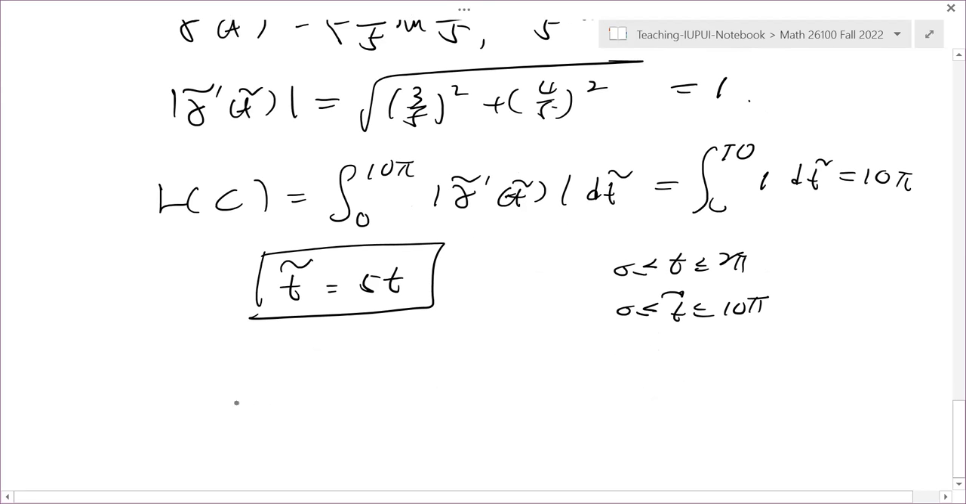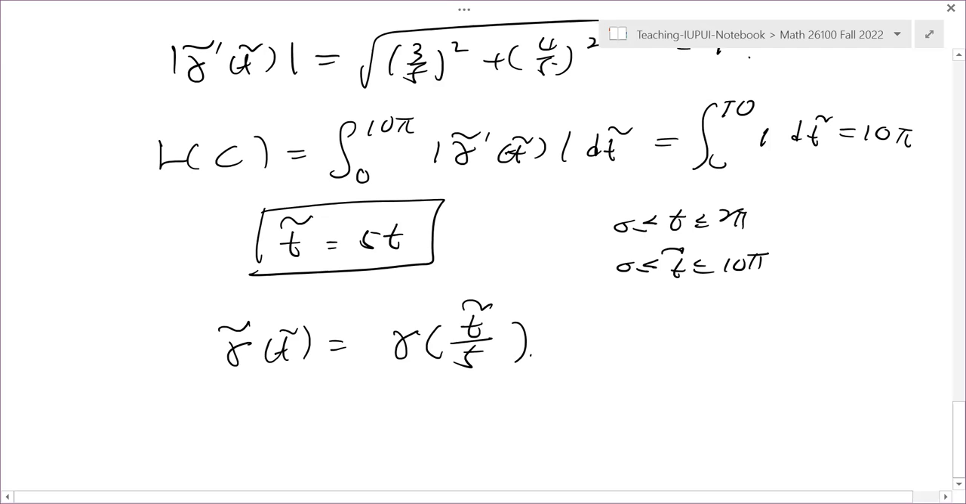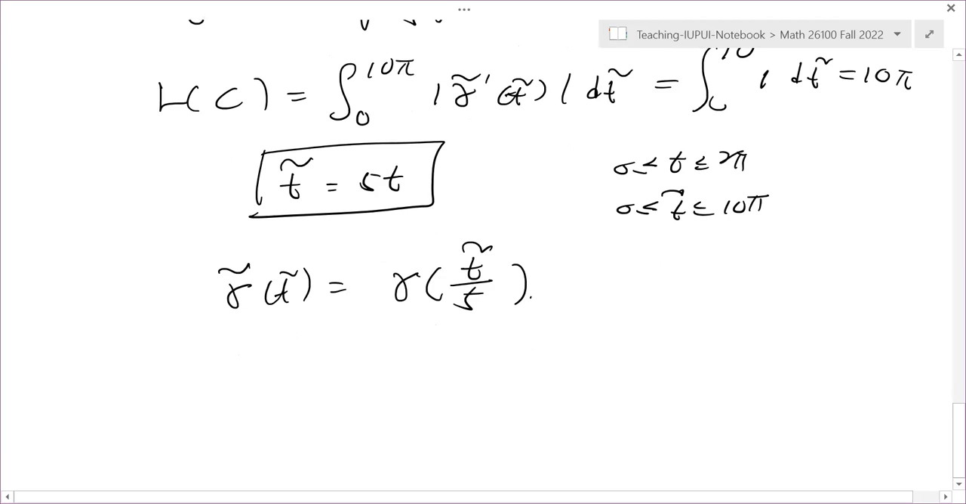In other words, this is equal to gamma of t tilde over 5. That's the relationship between those two. Just replace t by t tilde over 5. Now, as you can see, t tilde is a very nice parameter. The tangent vector has unit length.